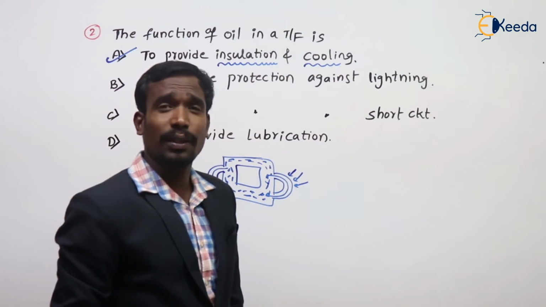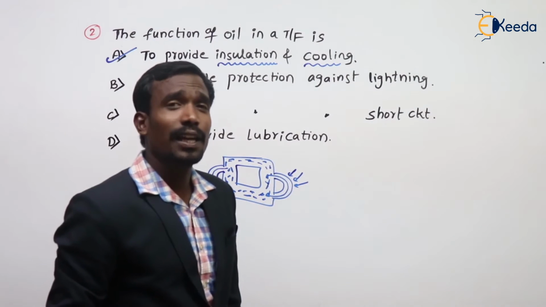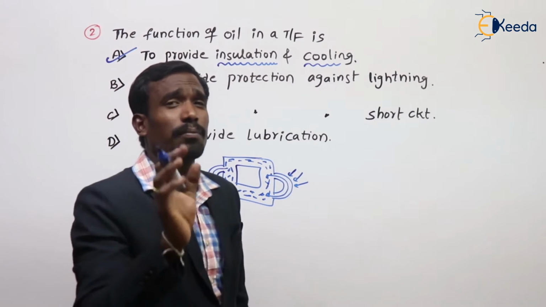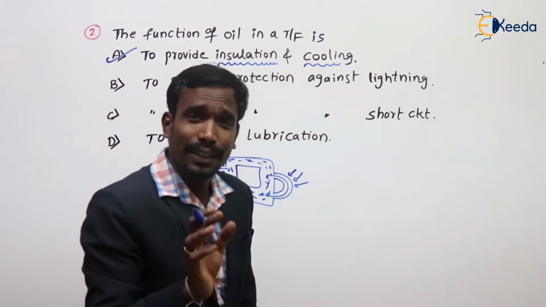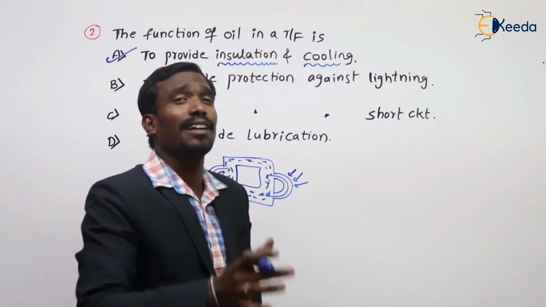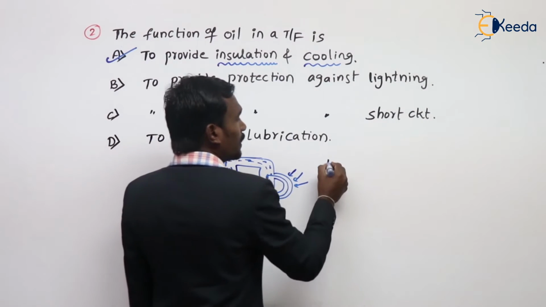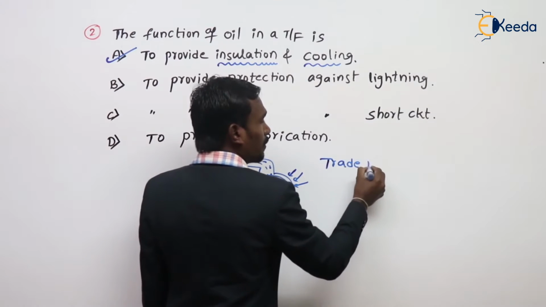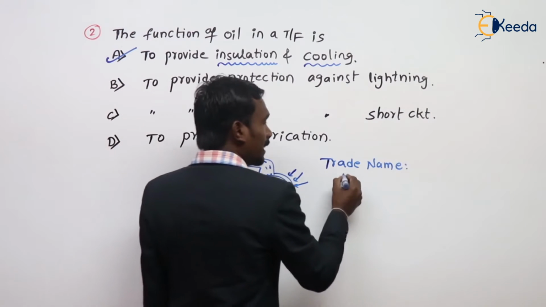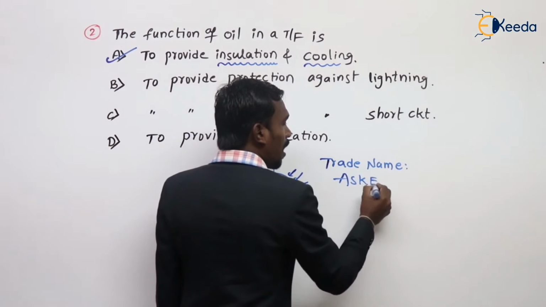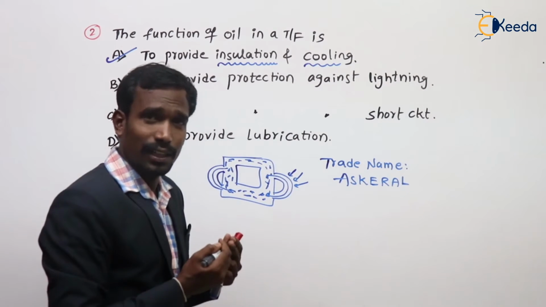Which type of transformer oil do we use in the transformer? They may ask you this question. Generally, nowadays we use mineral oils as transformer oil. Mineral oils, or in some cases synthetic oils, are used as transformer oil. They may ask you: what is the trade name of transformer oil? The trade name of transformer oil is Askarel.